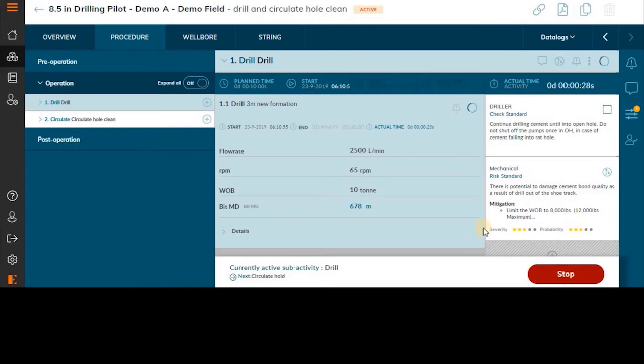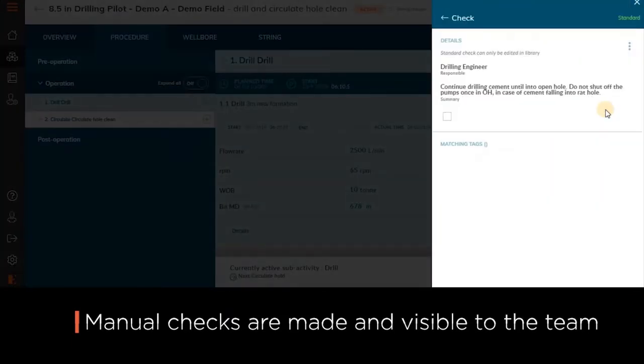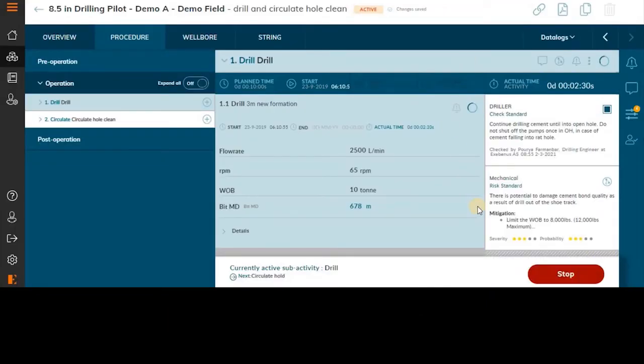The related parameters like flow rate, RPM, and weight on bit are connected to the activity. During the execution of this activity, the system constantly monitors, in this case, the upper boundary of the drilling parameters, ensuring adherence to the planned procedure. To ensure that the user has acquainted himself with these important reminders, the user acknowledges reading the check and risk related to drilling new formation in this example.